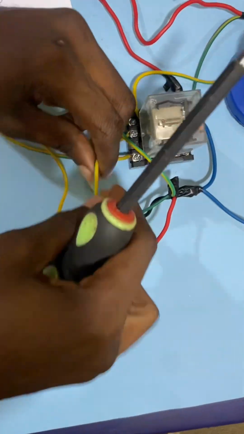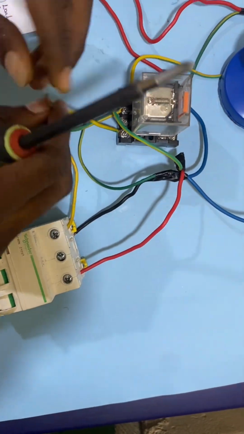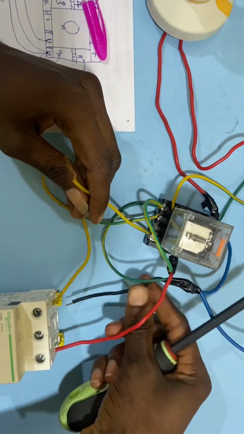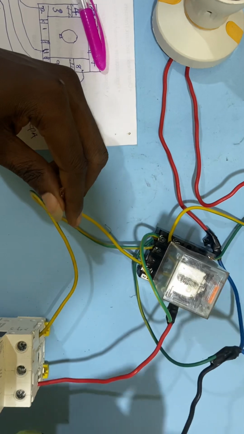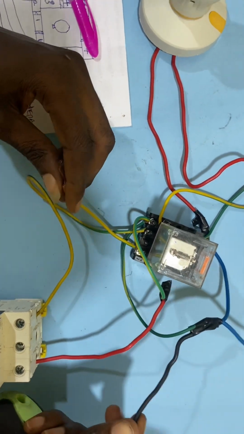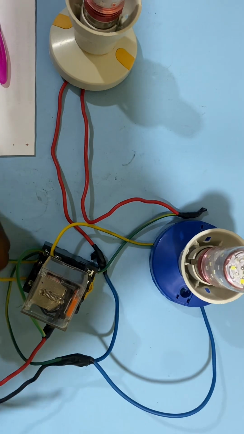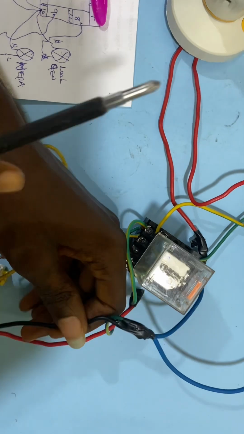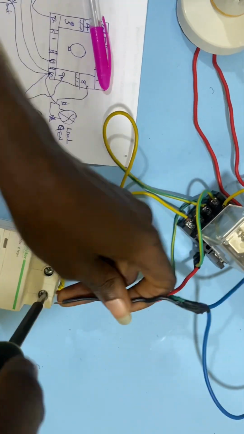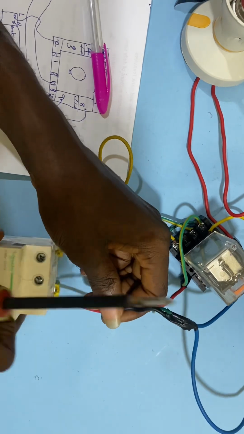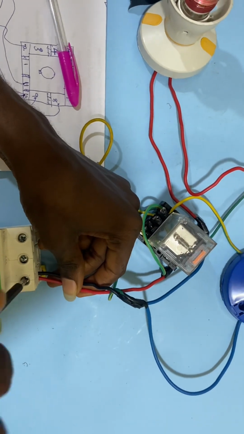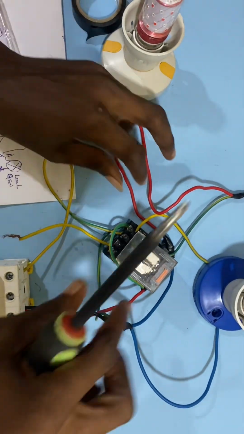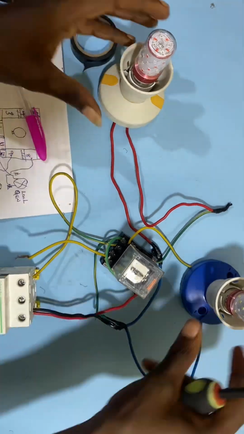So now what remains is the live of my NEPA, which is this one, and the neutral of my NEPA, which is this. This is the neutral of my NEPA, and this is the live of my NEPA. So let's now do the connection. All the neutrals can be connected together. There's no problem in that. I can connect the neutrals together. Alright, so let's power it and see the operation.